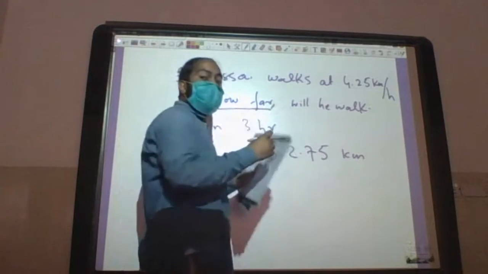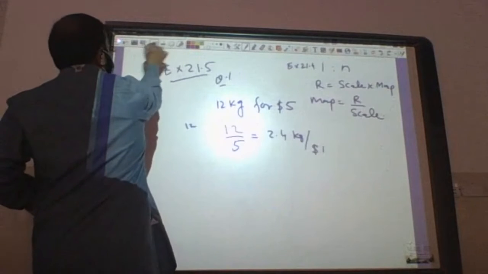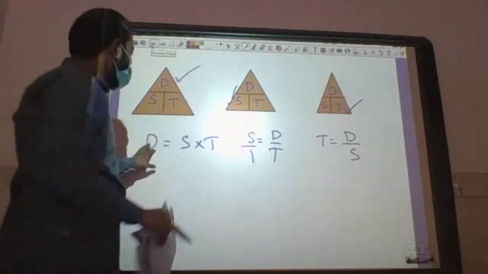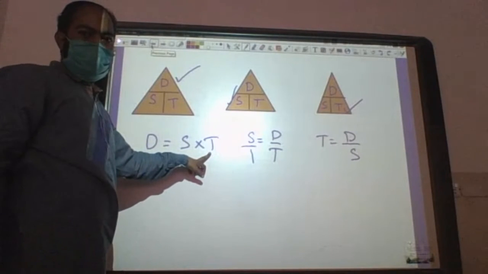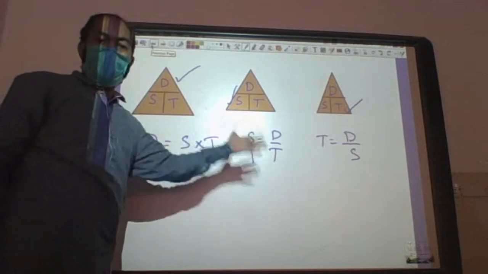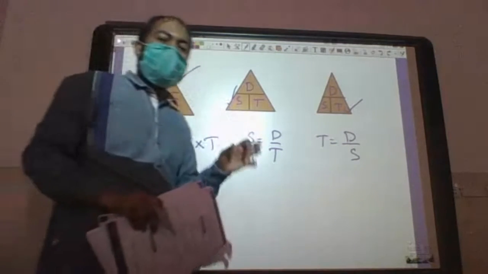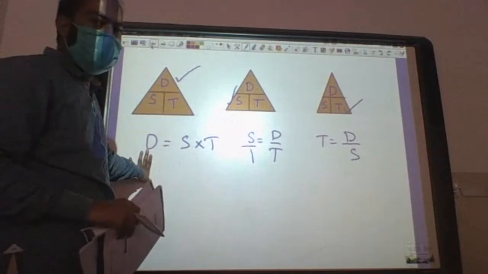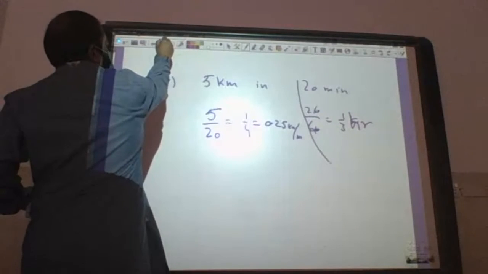How far means distance. If you know the formula, let me show you once again. The distance means speed multiplied by time. So distance will be in kilometer, not per hour. The rate is already given. By using this rate, you have to find just the distance. Distance will be in kilometer, a simple unit.